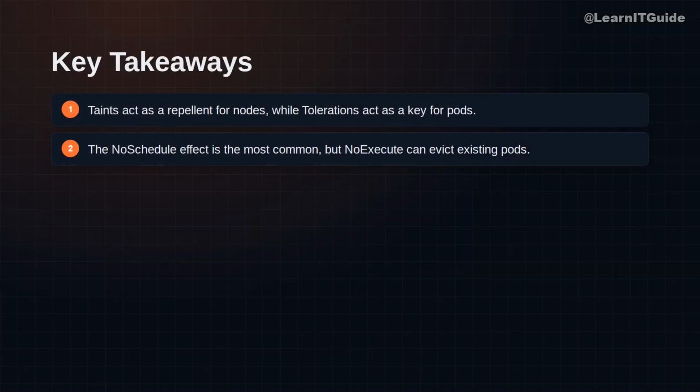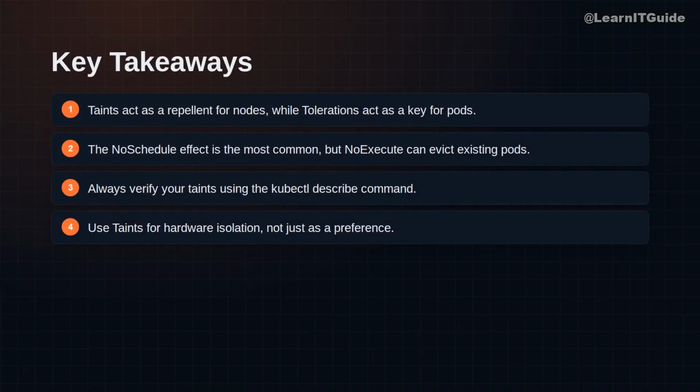Let's recap. Taints act as a repellent for nodes, while tolerations act as a key for pods. The NoSchedule effect is the most common, but remember that NoExecute can evict existing pods if they don't tolerate it. Always verify your taints using the describe command to be certain. Finally, use taints for hardware isolation, not just as a preference. This will keep your cluster stable and performant.